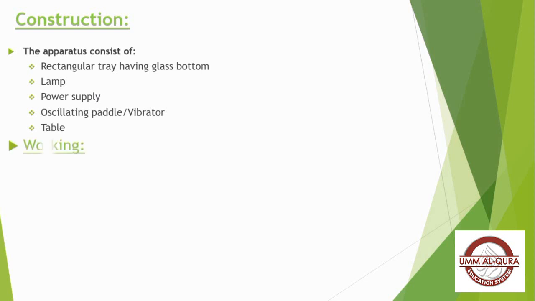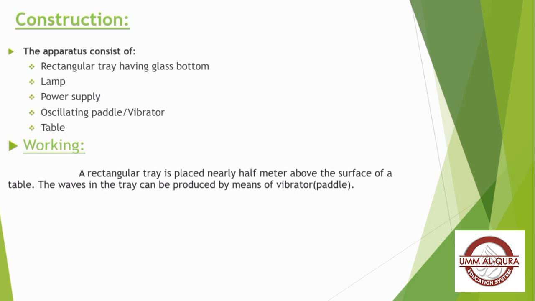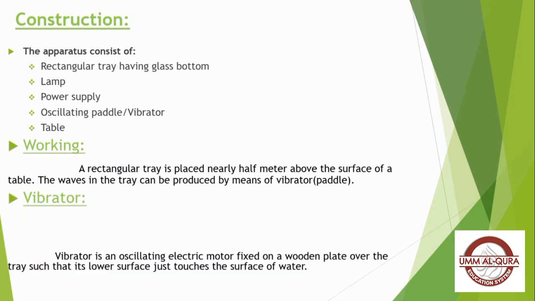Now move to the working of the ripple tank. Actually, the ripple tank has a rectangular tray which is placed near half a meter above the surface of the table. The waves in the tray can be produced by means of an oscillating pedal, which is also called a vibrator. Now what is a vibrator? A vibrator is an oscillating electric motor fixed on a wooden plate over the tray such that its lower surface just touches the surface of the water, so that we can produce waves on the surface of the water.